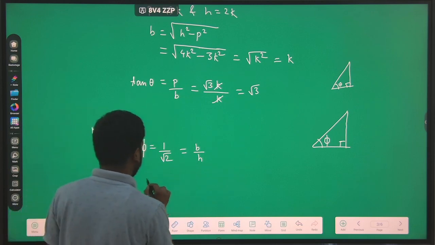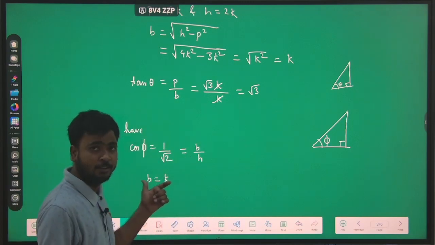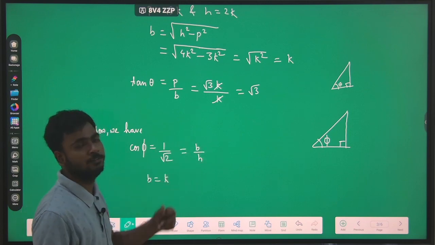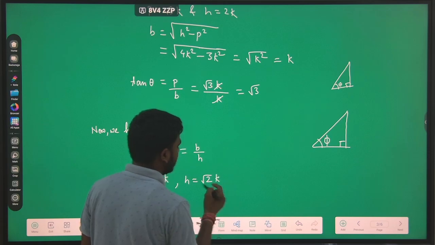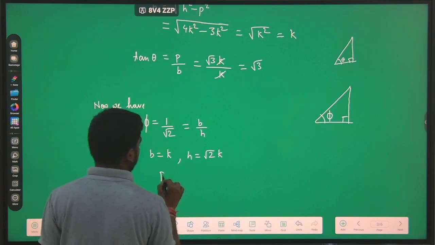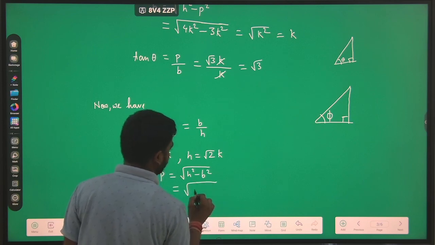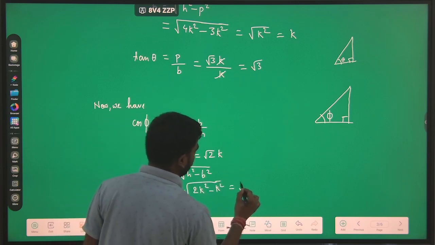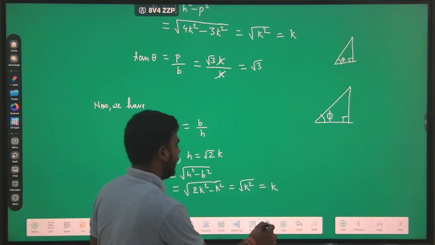What is our base? Our base is 1, and it will be multiplied with a factor k. Since it is a ratio, we have to multiply it with a factor to find the individual values of b and h. So b is equal to k and h will be equal to root 2k. We will get P as root over h square minus b square. So we will get root over root 2 whole square will be 2, k square minus b square, which is k square. So it will be k. So the value of P is now k.